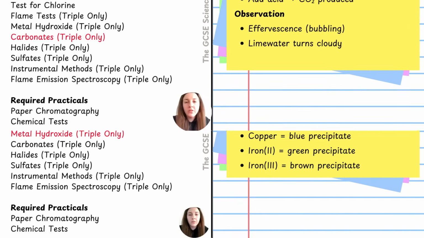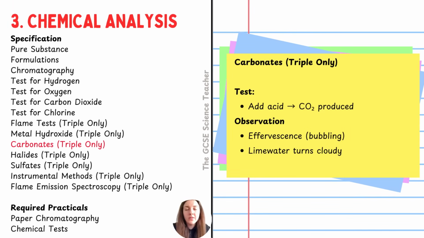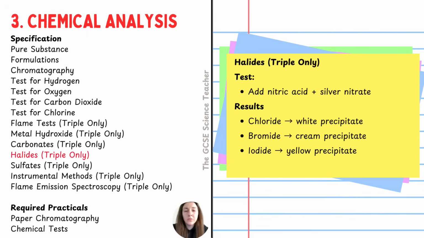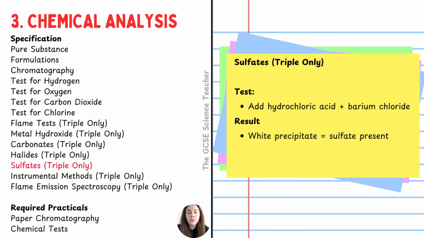Another test is using carbonates to react with dilute acid, and this will form carbon dioxide gas. Again, you can test for carbon dioxide gas using lime water. Halide ions in solution produce precipitates with silver nitrate solution when they are in the presence of dilute nitric acid. Silver chloride is white, silver bromide is cream, and silver iodide is yellow. Sulfate ions in solution produce a white precipitate with barium chloride solution when they are in the presence of hydrochloric acid.